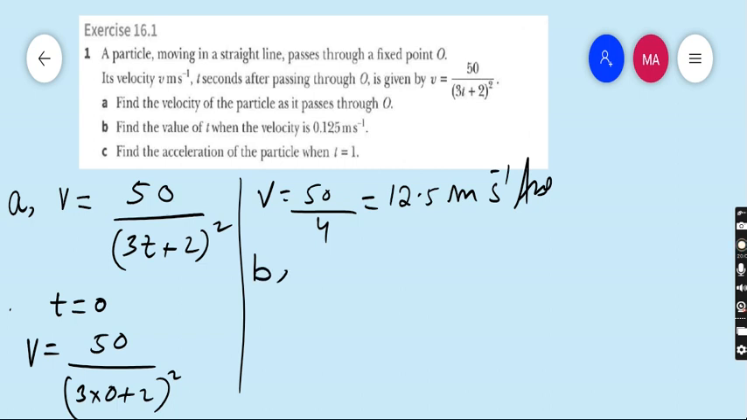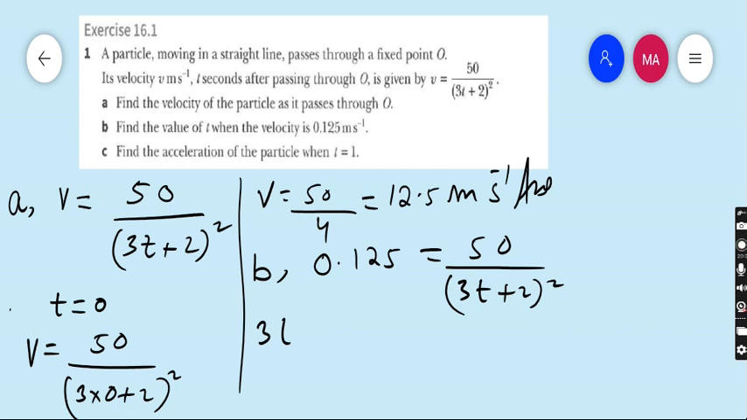Part B. Find the value of t when the velocity is 0.125. Very easy. Just replace the value. Just replace v by 0.125. So 0.125 is equals to 50 upon (3t plus 2) whole square. So (3t plus 2) whole square is equals to 50 upon 0.125, which is 400.